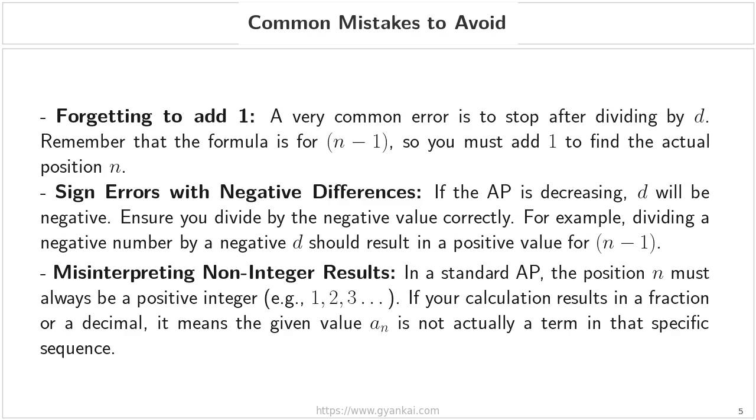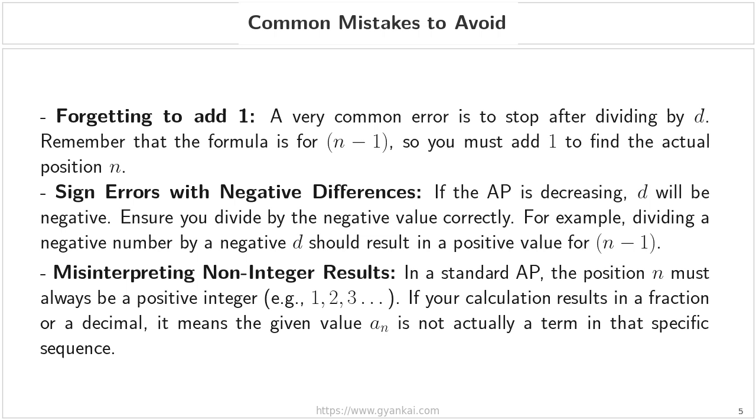Finally, pay attention to the type of number you get as a result. In a standard arithmetic progression, the position n must always be a positive integer, like 1, 2, or 3. If you follow all the steps correctly but your calculation results in a fraction or a decimal, this is a major red flag. It means that the value you were given for the nth term is not actually a part of that specific sequence. Now, before we wrap up today's lesson, I want to pause and discuss some common pitfalls. Even if you understand the logic we discussed in the previous slides, it is very easy to make small errors during the calculation process. Keep these points in mind as you practice, and you'll find much more success.